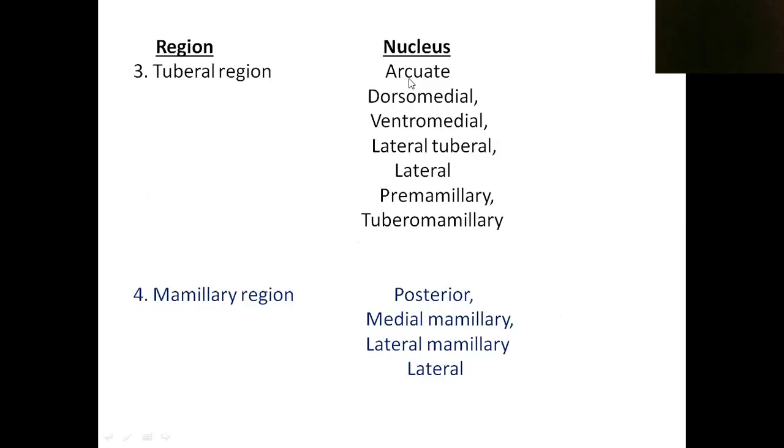The tuberal part has the arcuate nucleus, dorsomedial nucleus, ventromedial nucleus, then the lateral tuberal nucleus, then the lateral nucleus. The lateral nucleus, I already told you, is a large nucleus. A part of the lateral nucleus is seen in the supraoptic region, and a part of the same lateral nucleus is seen in this mammillary region. Then premammillary and tuberomammillary.